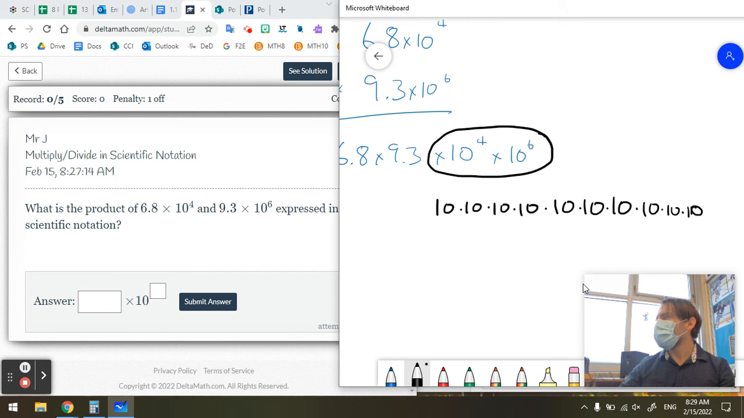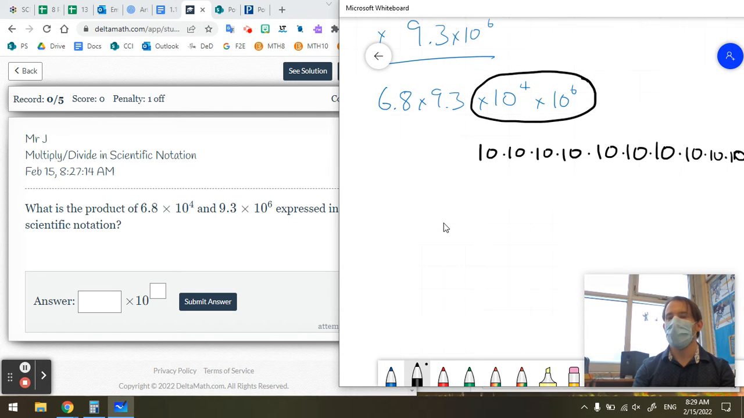So it's 10 times itself how many times? 10 times itself 10 times. Do I have another way that I can use exponential notation, that I can write that as a power? There we go. Just write it as a power. So 10 to the 4 times 10 to the 6 is 10 to the 10.